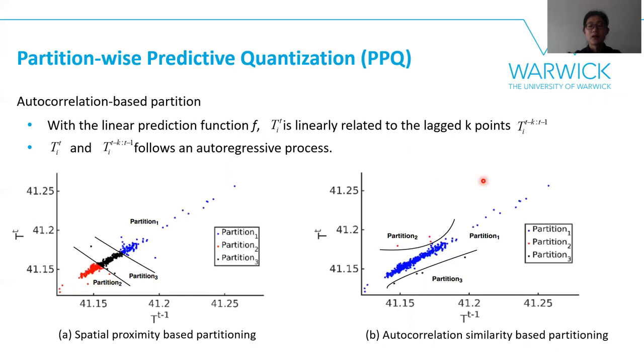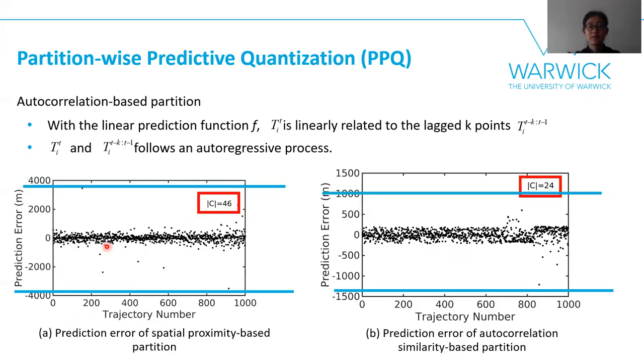The example on the right here shows an autocorrelation-based partitioning. Each point here represents a trajectory. The x-axis is the trajectory point at time t-1, the y-axis is at time t. Traditional partitioning on the left puts those records into different partitions. Here we can observe the dynamic range of the prediction error of the autocorrelation-based partitioning is half smaller than that of the spatial partitioning, so a smaller-sized codebook is produced.